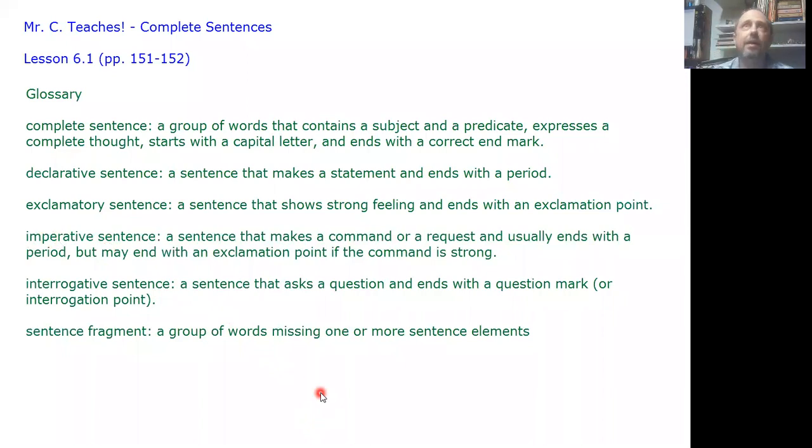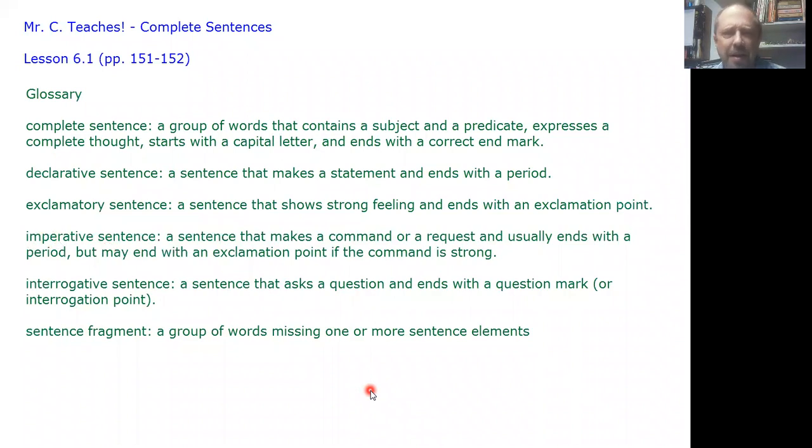And then that classification of what they do also determines what end mark the sentence has, either a period, an exclamation point, or a question mark, or what I will sometimes refer to as an interrogation point. Just because I find that amusing, I have an old grammar textbook that was published in the early 1900s that refers to question marks as interrogation points. I've always found that, I don't know, funny.